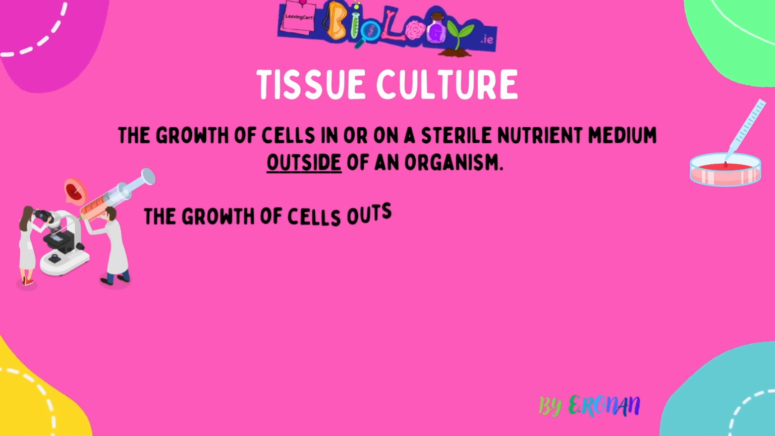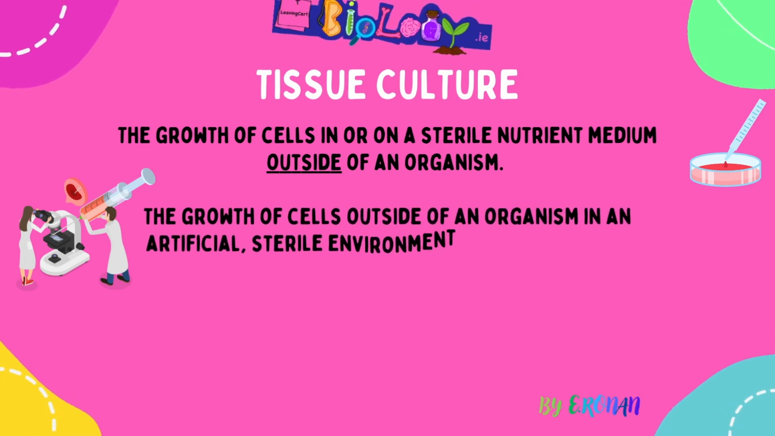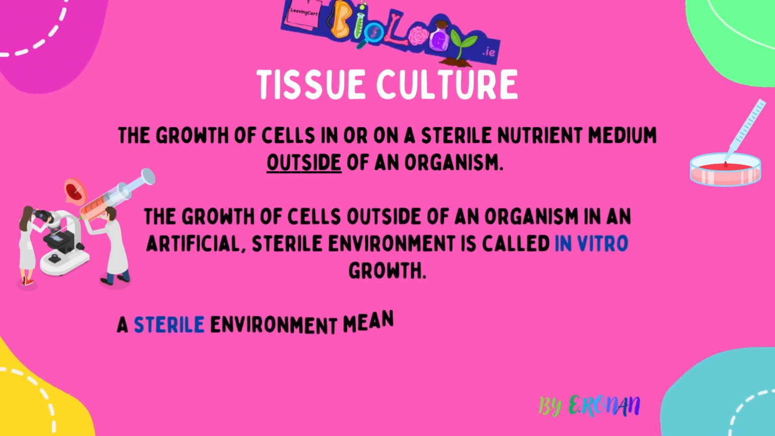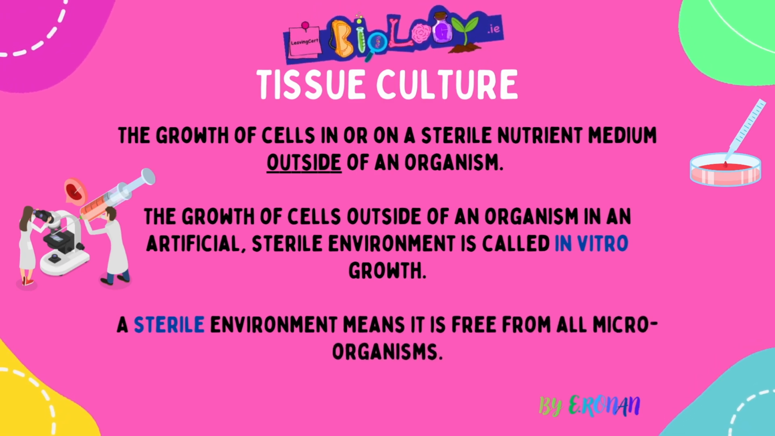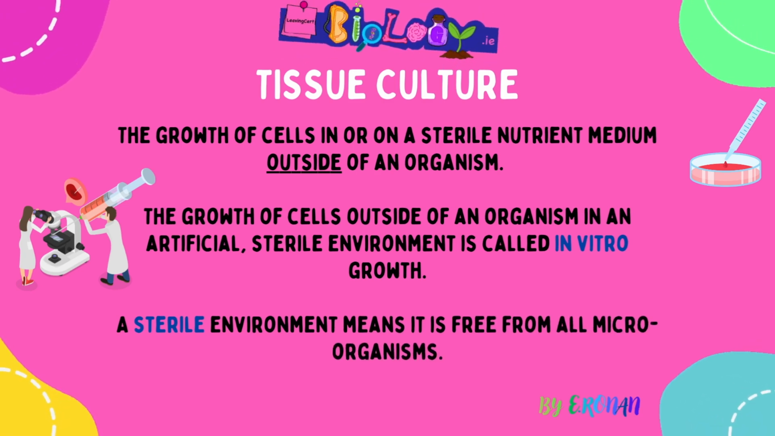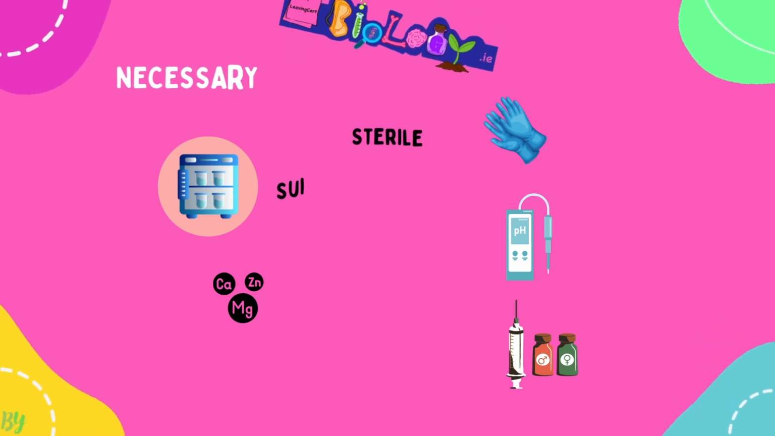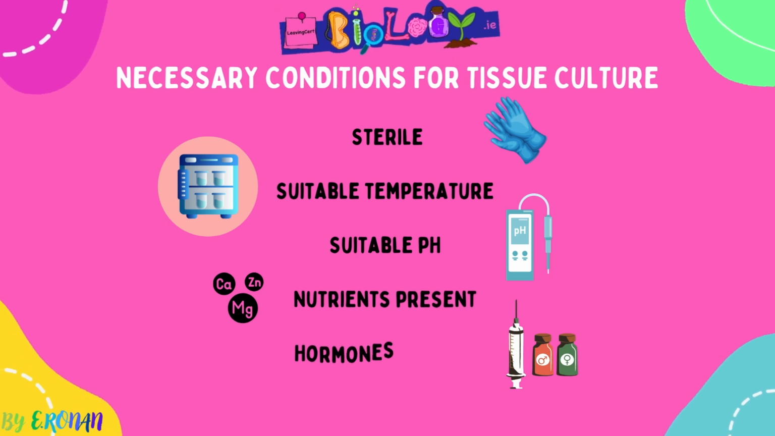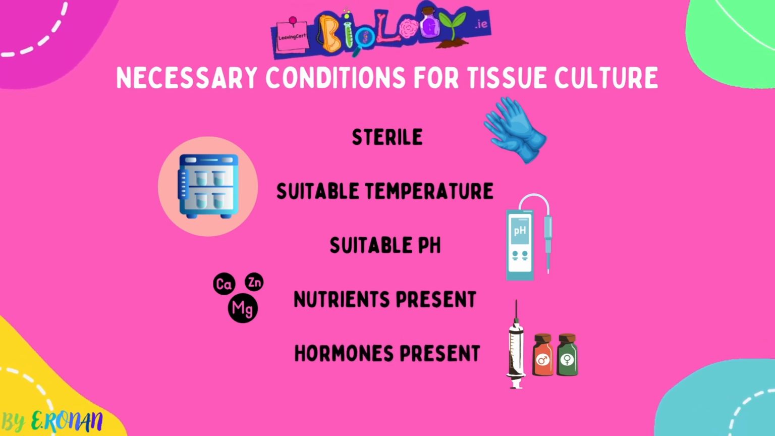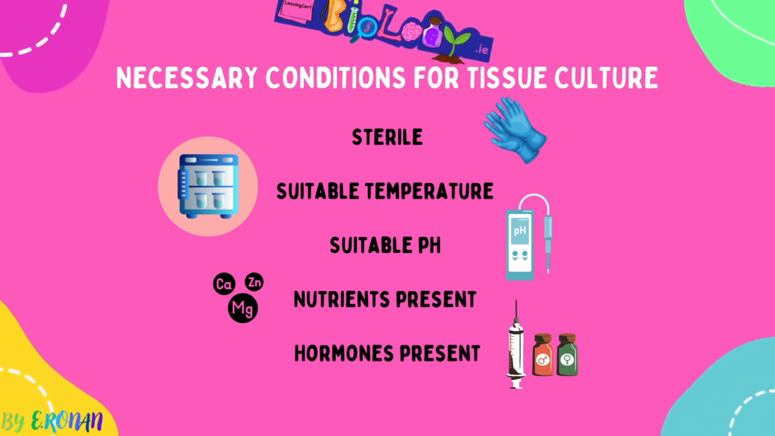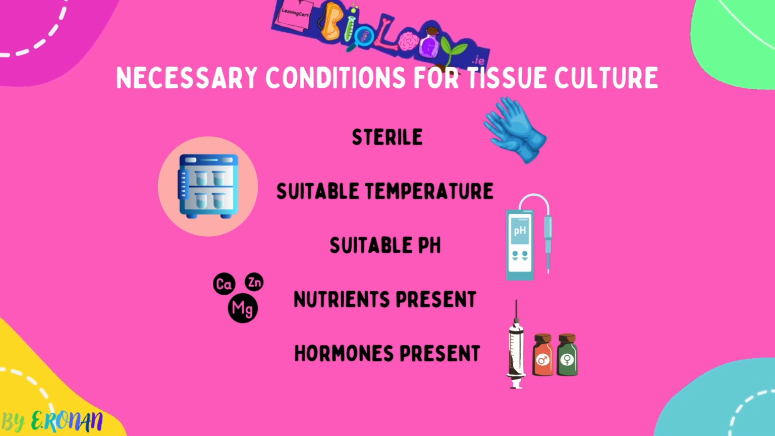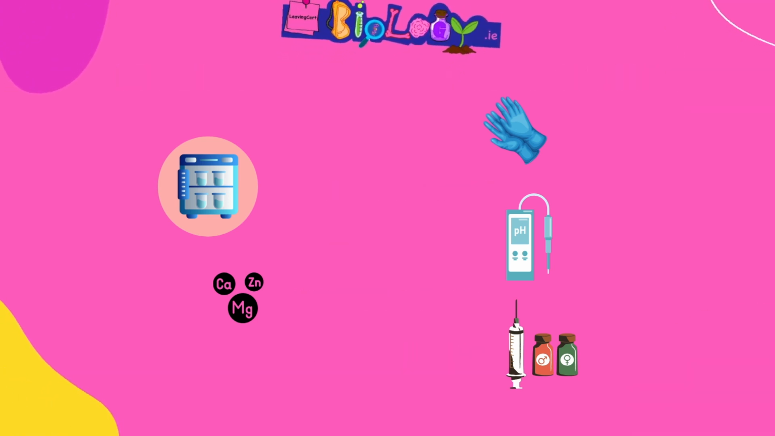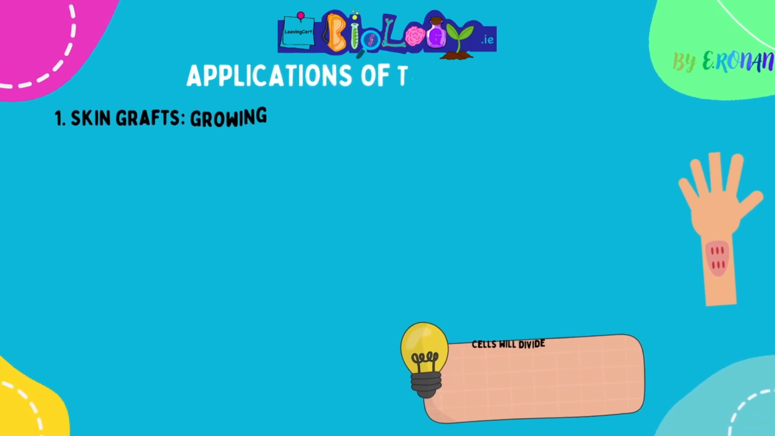Tissue culture then, definition, is the growth of cells in or on a sterile nutrient medium outside of an organism, or in vitro. So outside of an organism in a sterile environment in glassware is known as in vitro. Remember, sterile is free from all microorganisms. Do not get that mixed up with aseptic. You need certain conditions for tissue culture: sterile, suitable temperature, pH, nutrients and hormones. pH and temperature again linked to enzymes and optimum conditions.